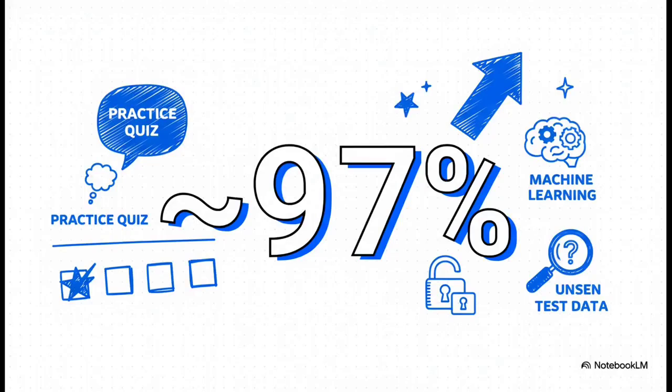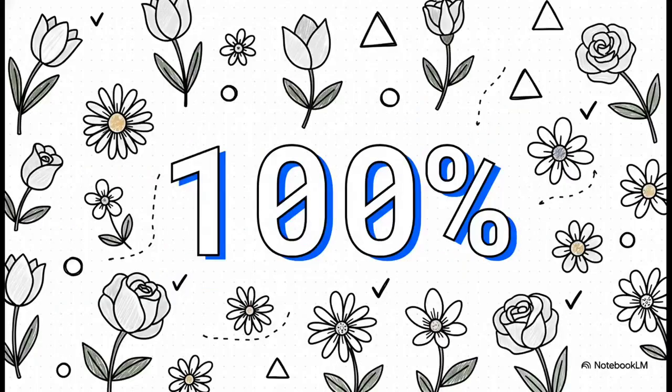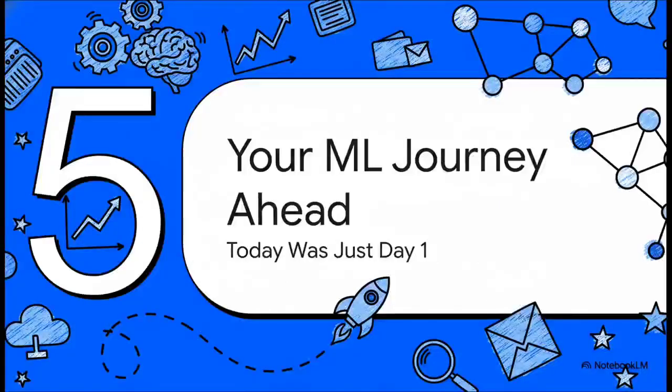But now, for the moment of truth, the final test. And on the final test, a perfect score, 100%. Our model correctly identified every single flower it had never seen before. Now that is the power of machine learning. It didn't just memorize the answers, it learned the patterns so well that it could apply that knowledge to totally new examples. And just like that, you've seen the entire core process of a machine learning project start to finish.